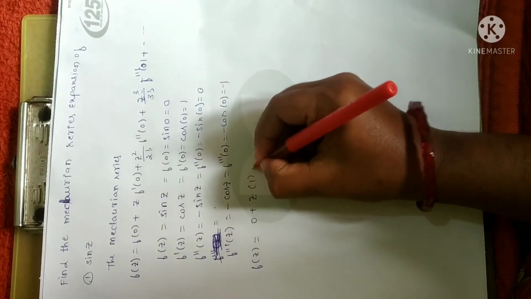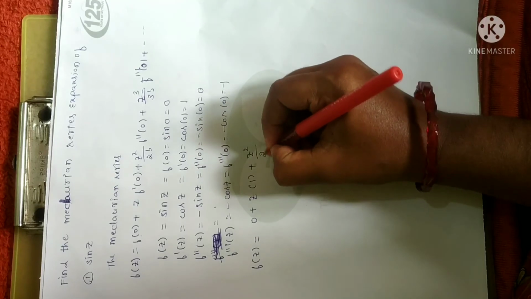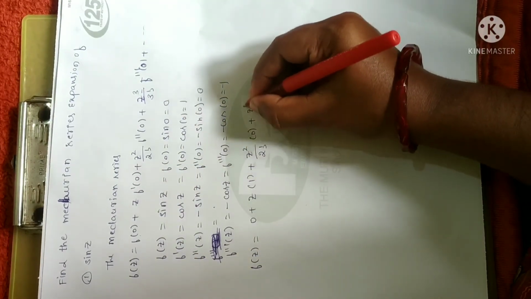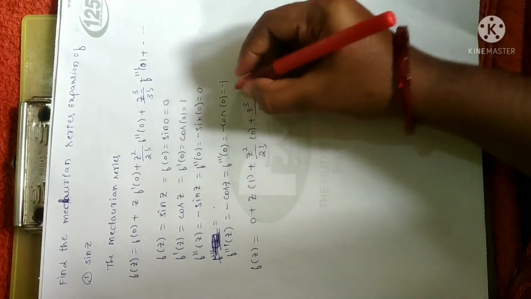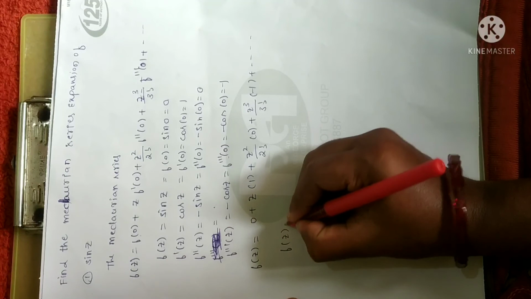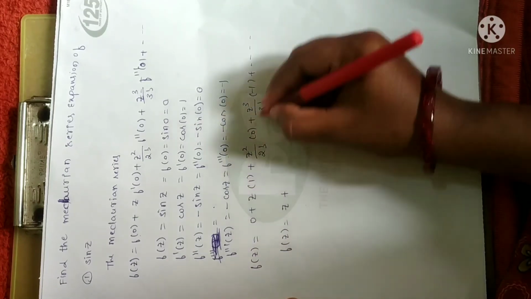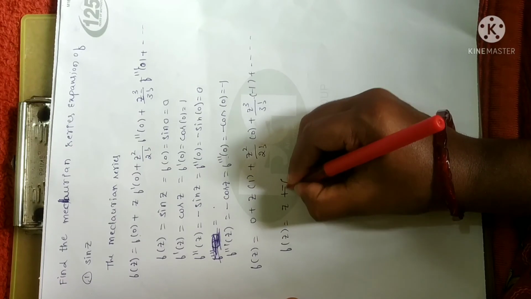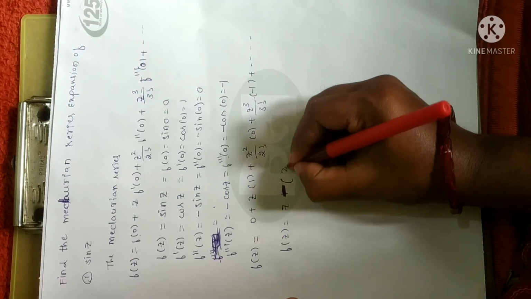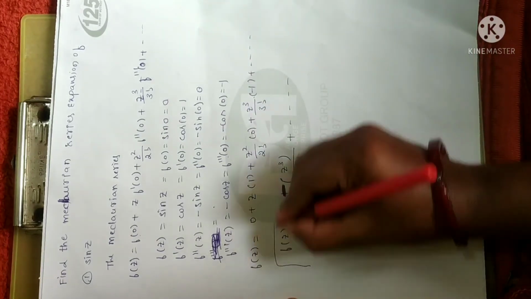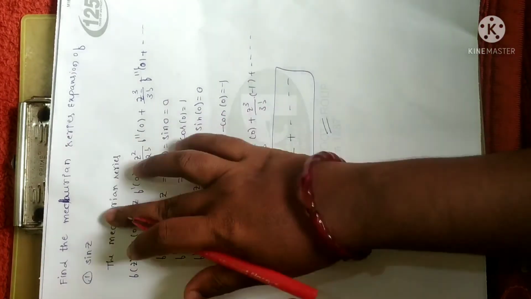Plus z square by 2 factorial into f double dash of 0, which is 0, plus z cube by 3 factorial into f triple dash of 0, which is minus 1, plus so on. So f of z will be z plus 0, since 0 into anything will be 0. So you will get minus z cube divided by 3 factorial plus so on. So this is the required Maclaurin series expansion for the given problem.